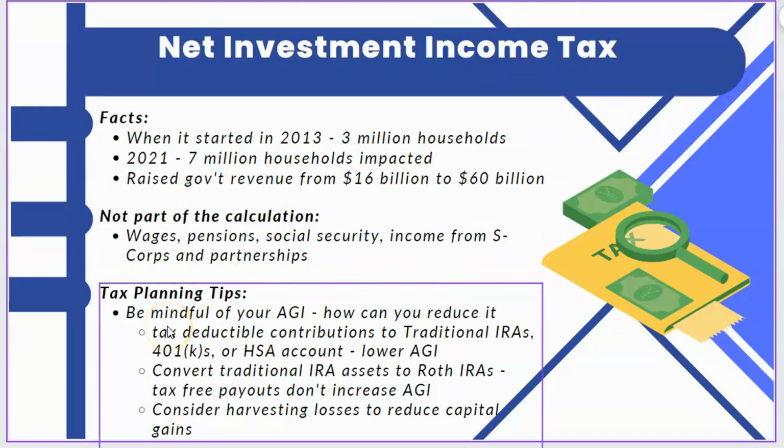Now, some tax planning tips. There are a couple out there. I'm just going to list a few right here. But again, the key here is your AGI. You're trying to reduce this AGI. So, tax deductible contributions to traditional IRAs, contributing to your 401k plan, and contributing to an HSA, a health savings account.